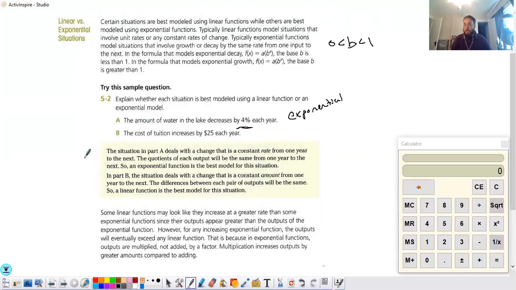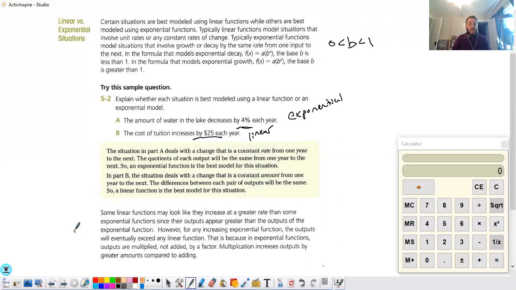If we look at B, B says the cost of tuition increases by $25 each year. So this is a constant increase, right? A constant difference. So this one would best be modeled by a linear function. Here it says in part B, the situation deals with a change that is constant amount from one year to the next. The difference between each pair of outputs will be the same, so a linear function is the best model for this situation.